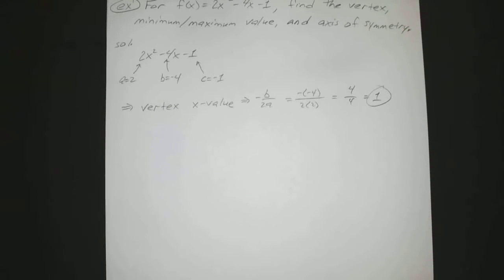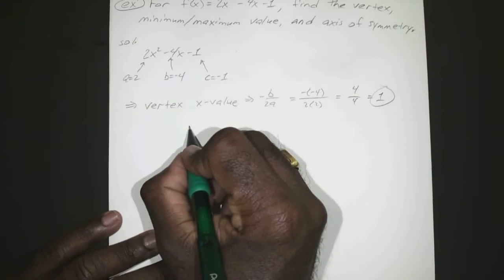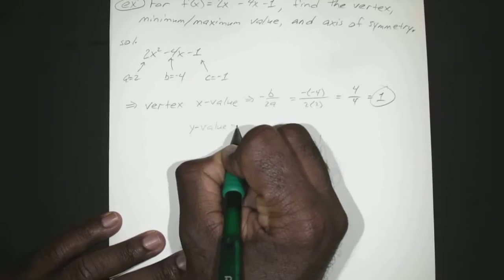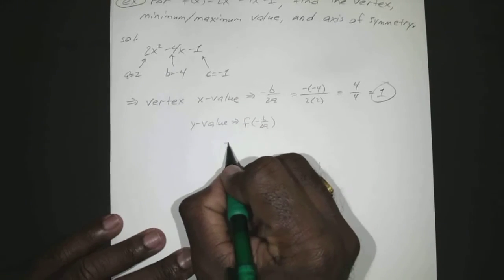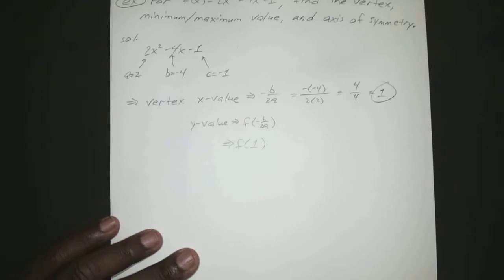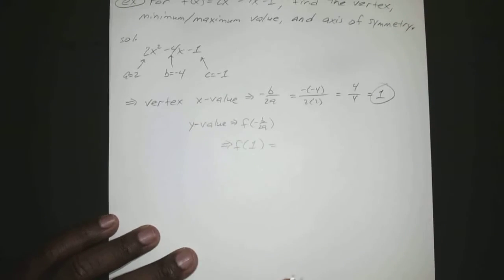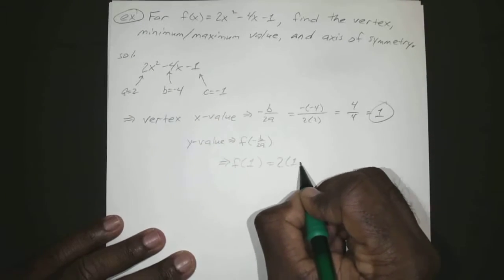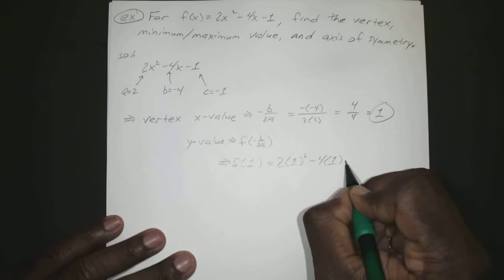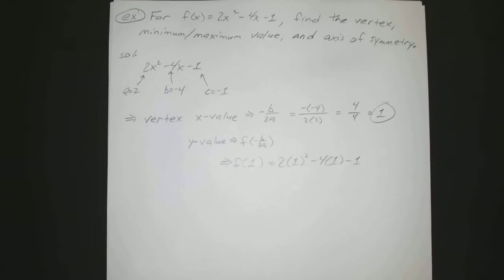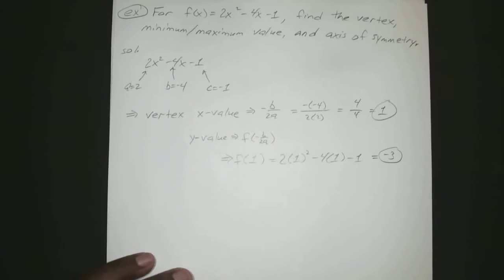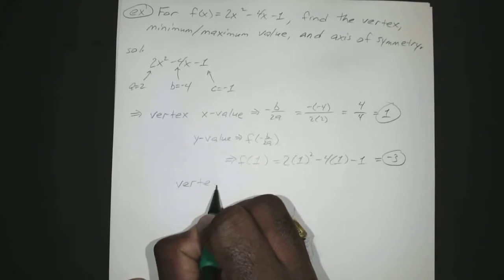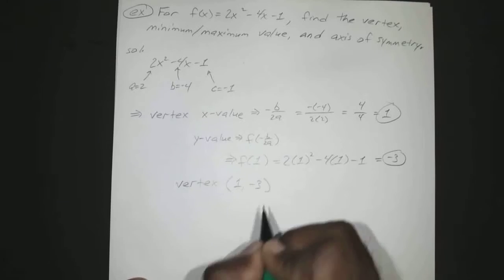Okay, so now to get our y value, we just plug in our x value. So that's f of negative b over 2a, which in this case is f of 1, which is 2 times 1 squared minus 4 times 1 minus 1. Okay, so 2 times 1 is 2, minus 4 is negative 2, negative 3. So that means your vertex is 1, negative 3.